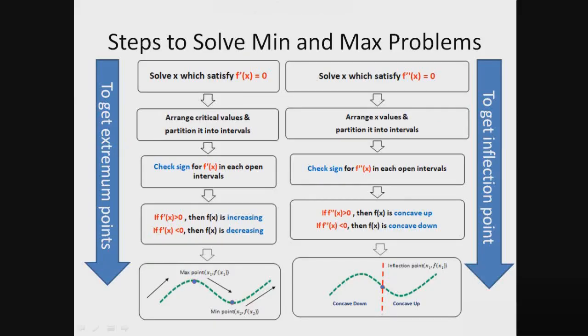Okay guys, before we end our lesson, let us review and summarize the steps to be taken in order to solve minimum and maximum problems. The first thing is how to get the maximum point. There are several steps to be taken. The first, we need to solve for x which satisfies f prime x is equal to 0. The x we solve for is also known as the critical values.